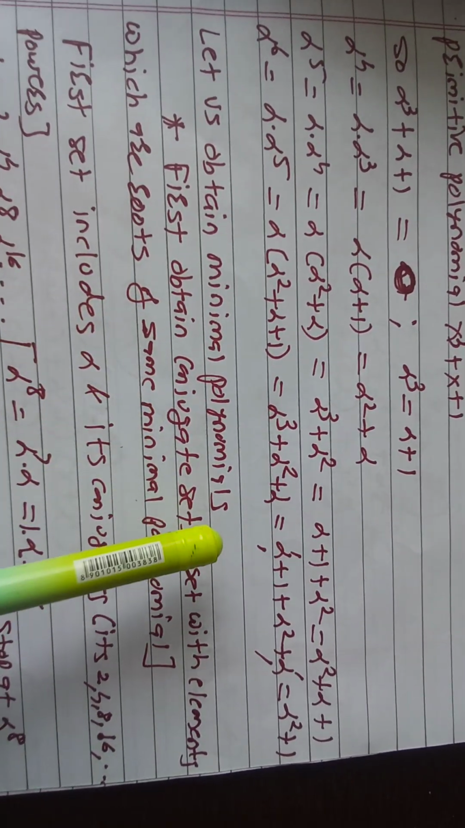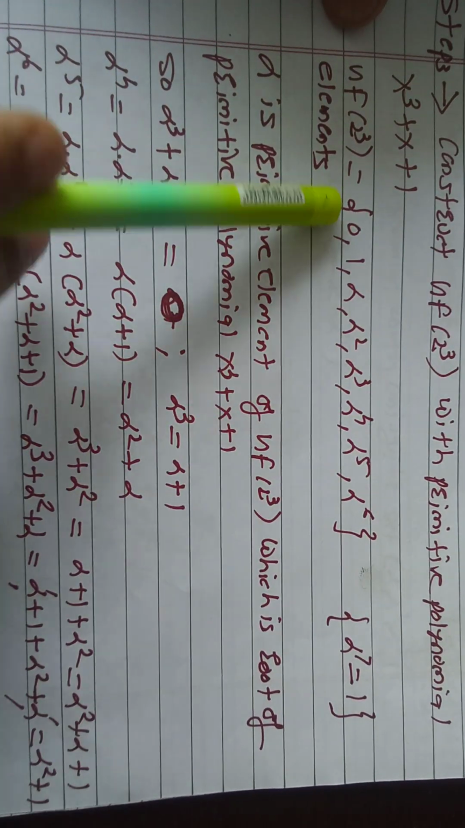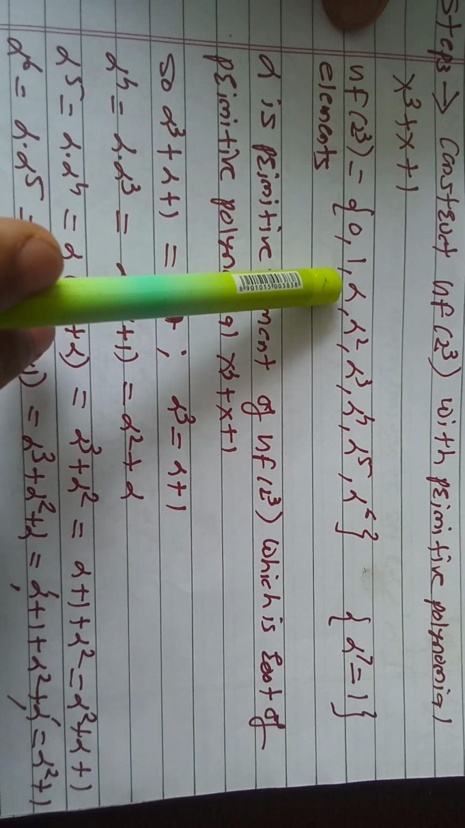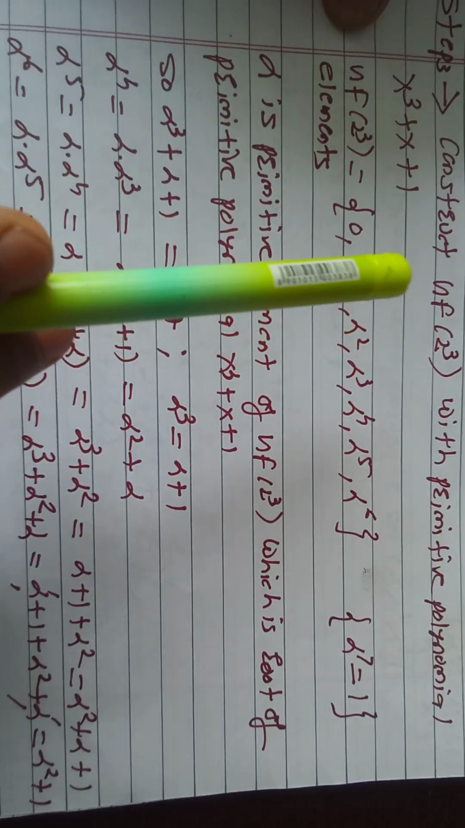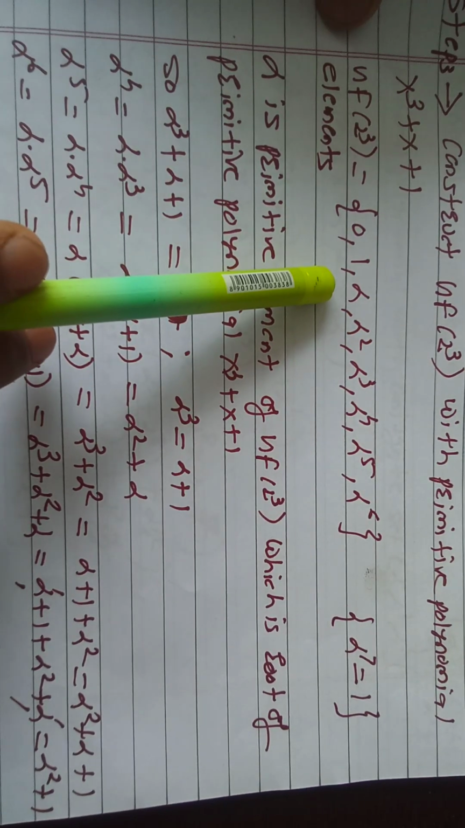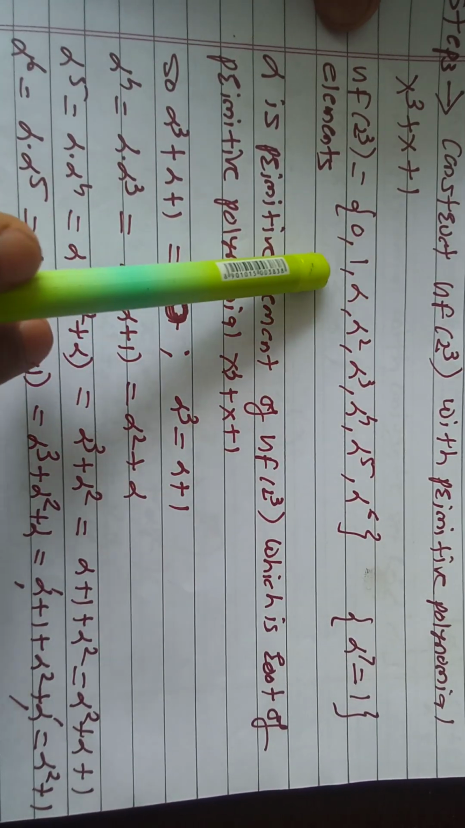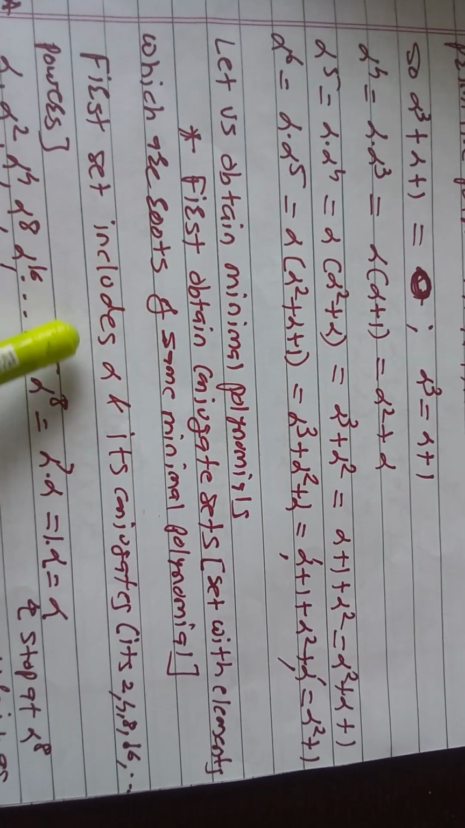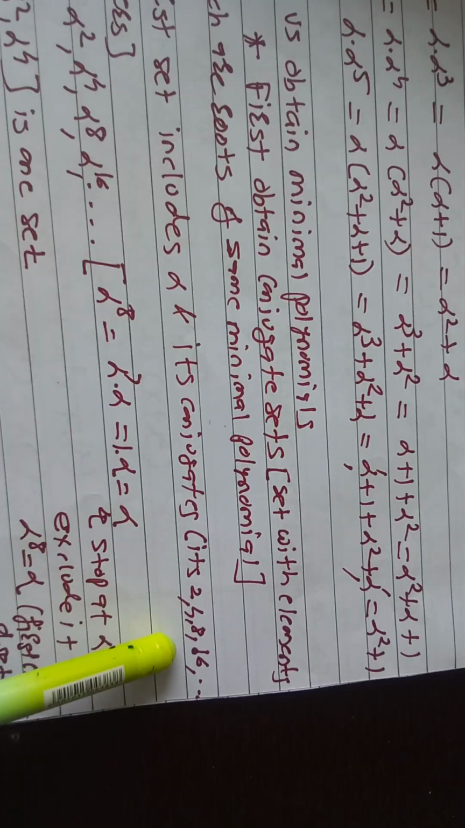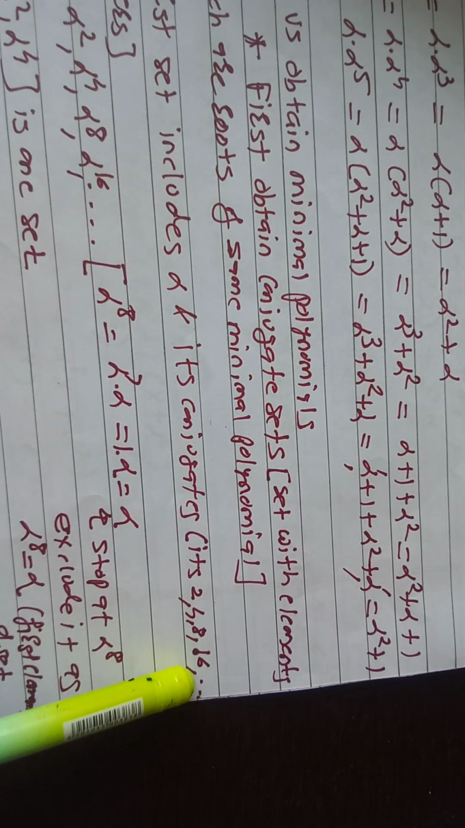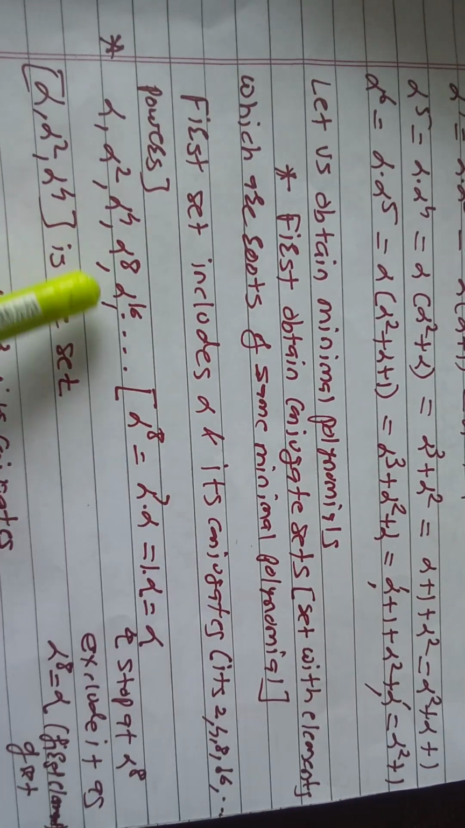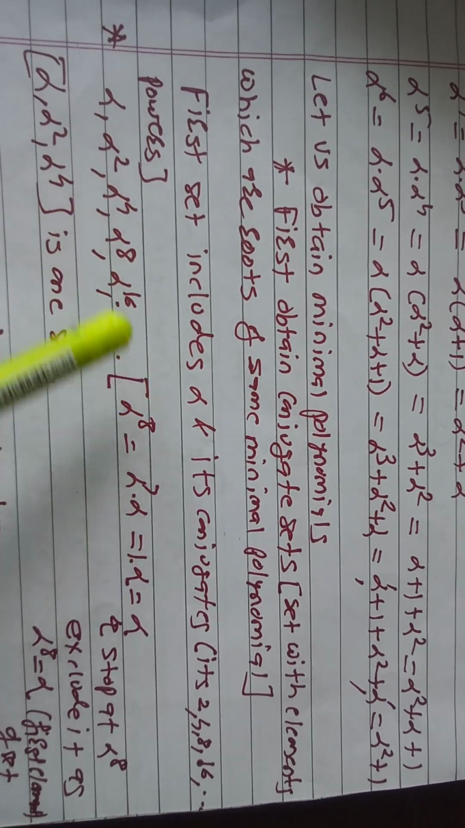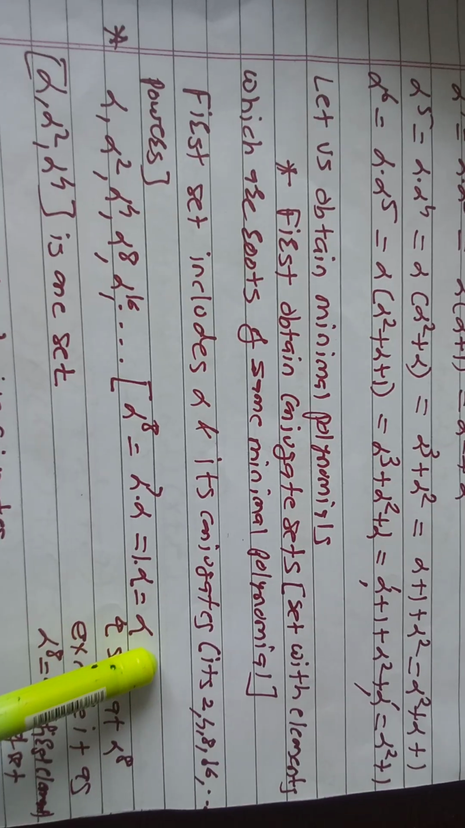For obtaining the minimal polynomials, there are elements among these which have the same minimal polynomial, which are the roots of the same minimal polynomial. That is called a conjugate set. So how to find the conjugate set? You have to start from alpha. Alpha's conjugates are its powers 2, 4, 8, 16, likewise 32, 64. So you take alpha, alpha square, alpha 4, alpha 8, alpha 16, and likewise you can go up to infinity.